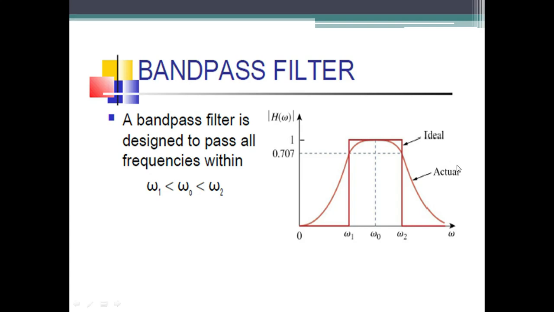But practically, here is the actual signal. As the frequency increases from the lower cutoff frequency to the center frequency, the attenuation decreases. After the center frequency to the upper cutoff frequency, the frequency keeps increasing and the signal decreases. In between, there is 1 upon root 2 times the maximum, which is 0.707, meaning 70.7% of the maximum is able to pass in between the two angular frequencies omega 1 and omega 2. Its bandwidth is omega 2 minus omega 1, and only this particular band of frequencies is able to pass through this filter, which is called the bandpass filter.